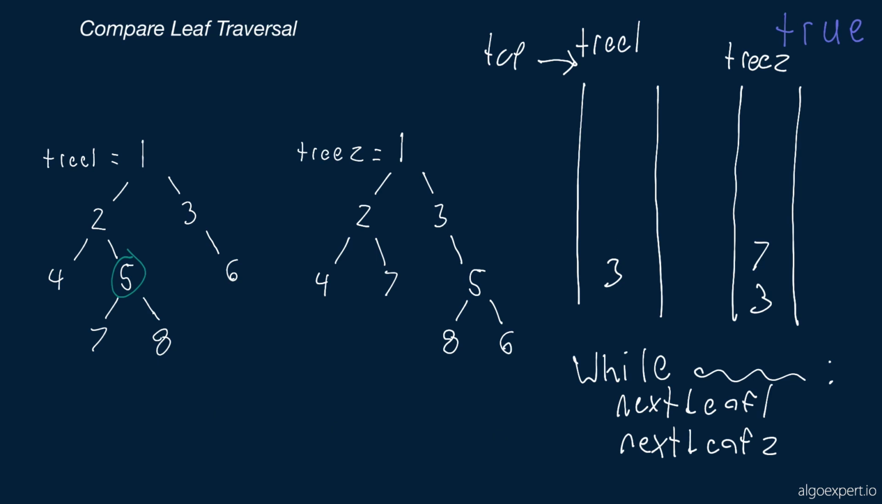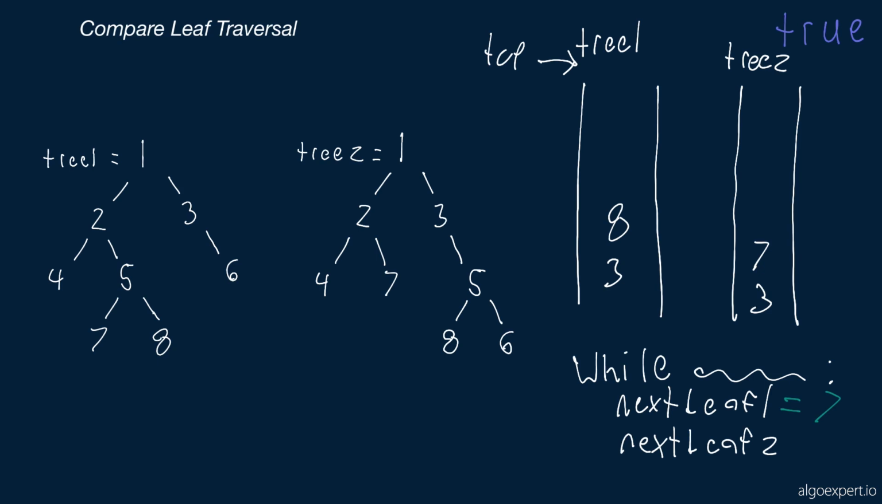So let me actually just make sure I erase this circle over 5. Otherwise, it will not be erased. Let me just add these items back to the stack. Okay, so now we have 8 on the stack. And sorry, I just popped off 7. And as I was saying, we returned 7 over here. So we're going to say next leaf 1 is equal to 7. All right, so now we have found the next leaf for tree 1.